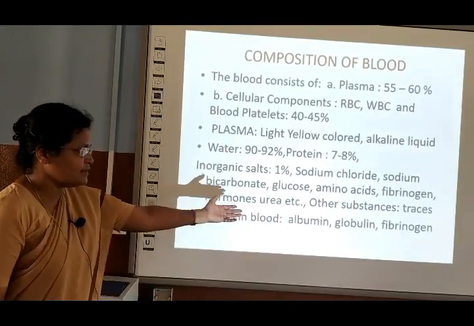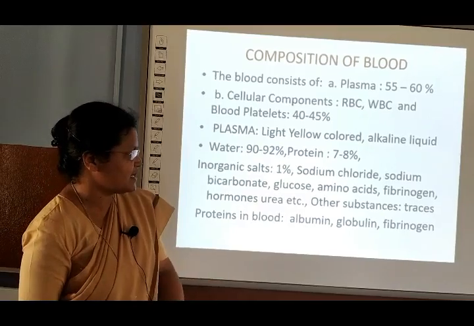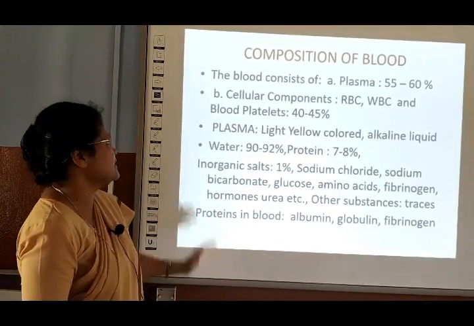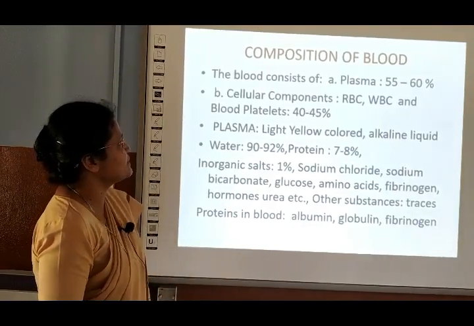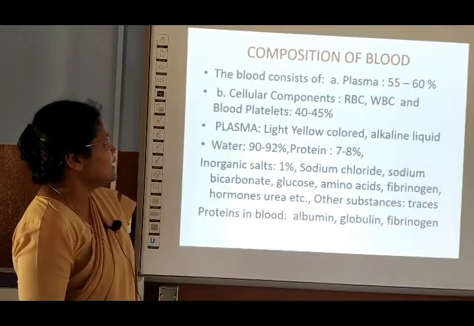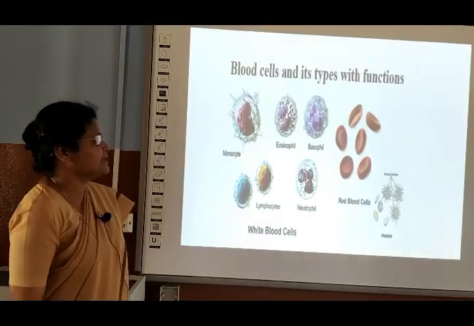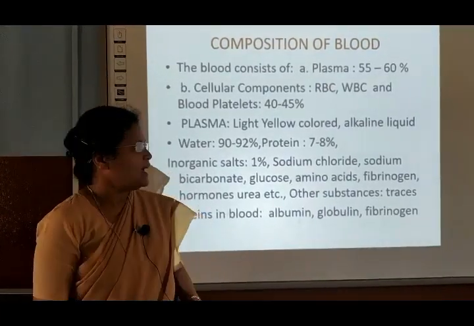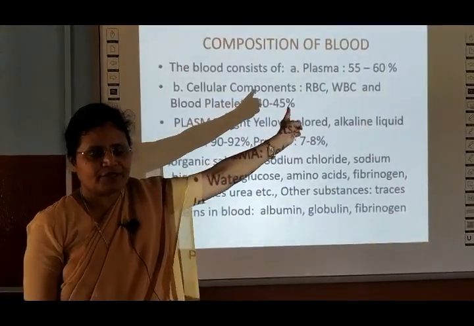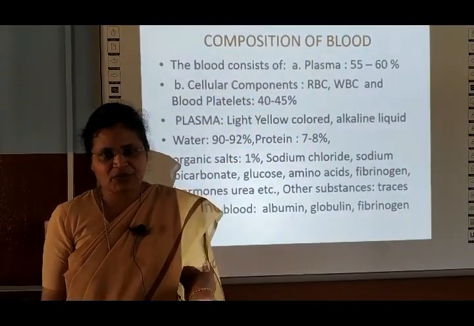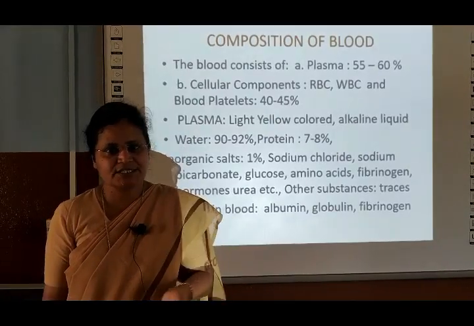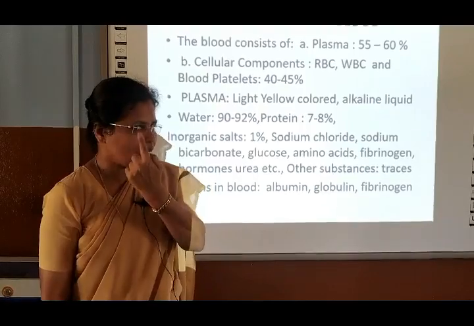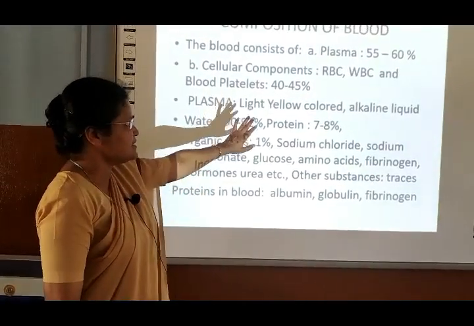And you also have other components: hormones, enzymes, and mineral nutrients like calcium, sodium, potassium, chlorine, etc. are present in the blood. So, this is the composition of blood. Then we go to the blood now, made of your blood cells and plasma. Plasma is 55 to 60%, out of which 90 to 92% is water, 7 to 8% is protein and 1% other substances. So, that is about your plasma.